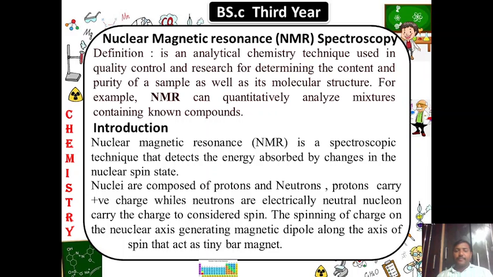It means that in many atoms there is a charge, positive or negative. That charge spinning on the nuclear axis generates a magnetic dipole. When the magnetic dipole is applied on that matter, it gets oriented parallel, horizontal, or vertical, like that; the plane of that magnetic dipole may be horizontal, or it may be up or down. The dipole along the spin axis acts as a tiny bar magnet.